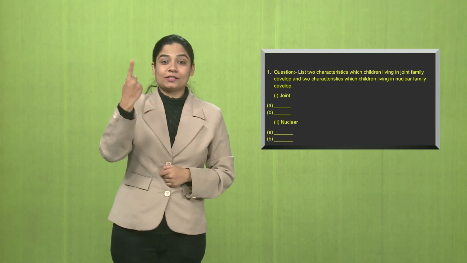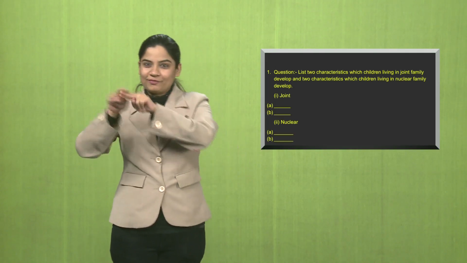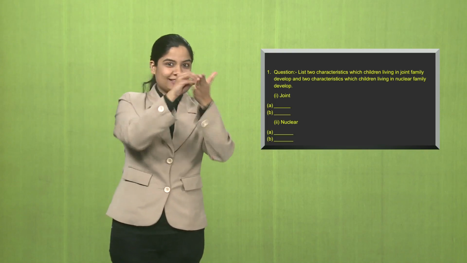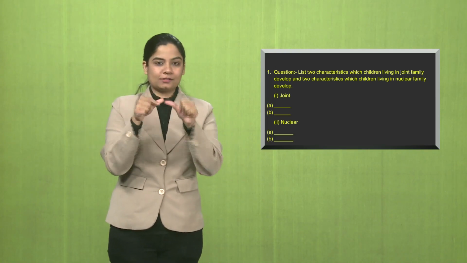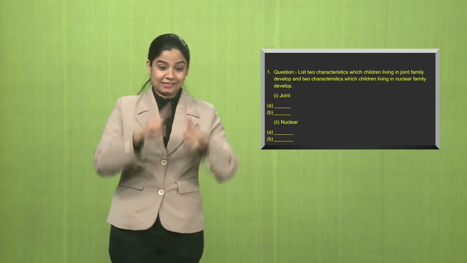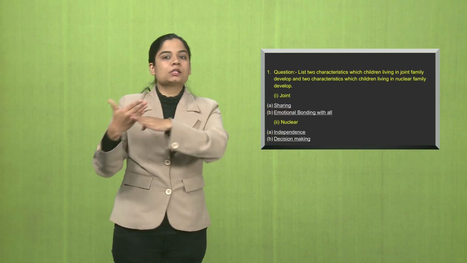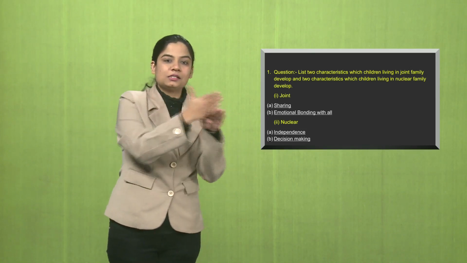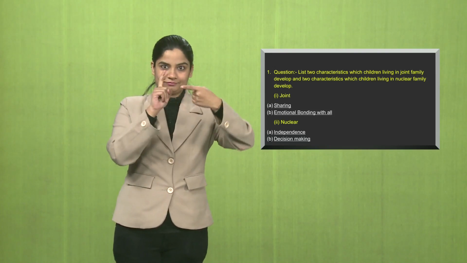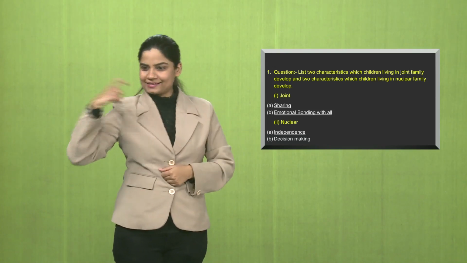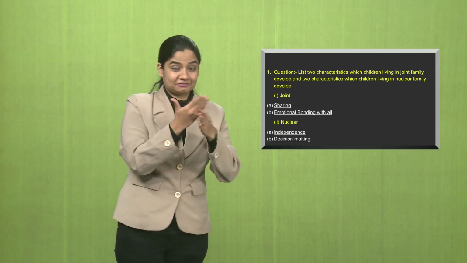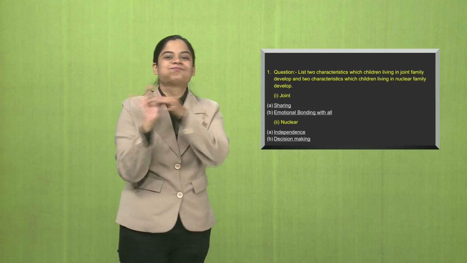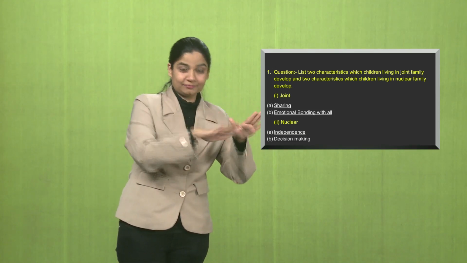Now let me give you the answers. The first question was, in the joint and nuclear families, what are the characteristics of the children living there? We had to write 2 characteristics for joint family and 2 for nuclear family. For joint family, sharing is one characteristic because they are used to living for a longer duration with bigger families like cousins, etc. They have emotional bonding with all of the family members. That's the second. Sharing and emotional bonding with each other. That is about joint family.